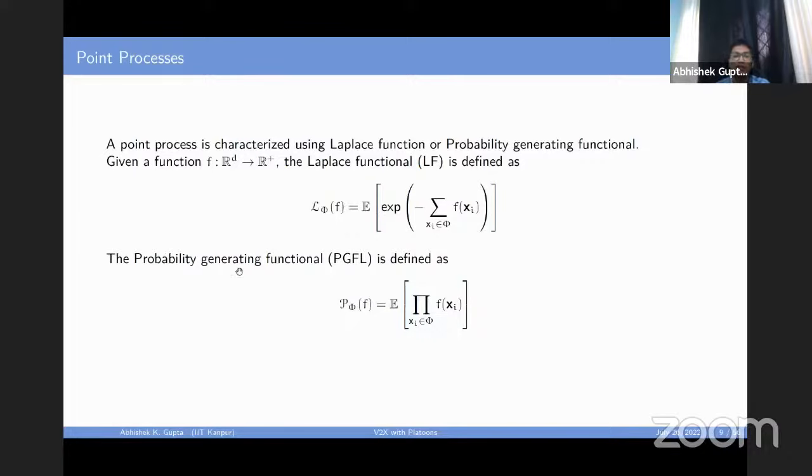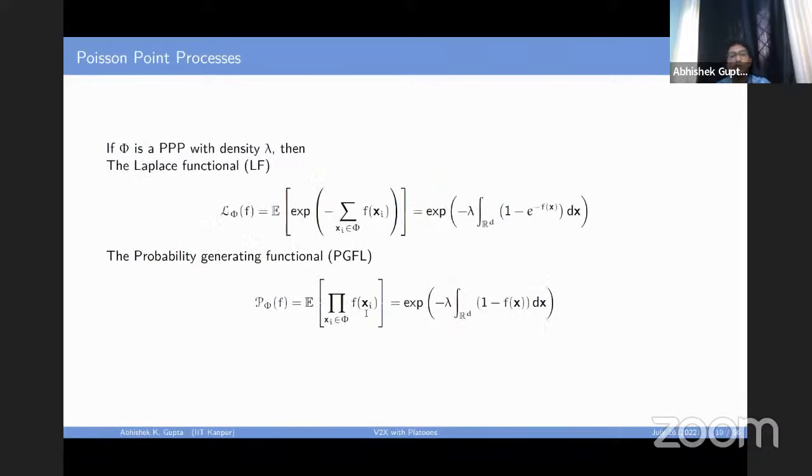Similarly, the probability generating functional will be defined as the expectation of the product of f(xi). So both are related. Basically, if you know the PGFL, you can compute the Laplace functional and vice versa. And once you know the Laplace functional, it will characterize the point process completely. So I'll just show you for a Poisson point process with density lambda, the Laplace functional and the probability generating functional are given by these simple equations. For the PGFL, you take the function, do 1 minus it and integrate, and the exponential of that will give you the PGFL.